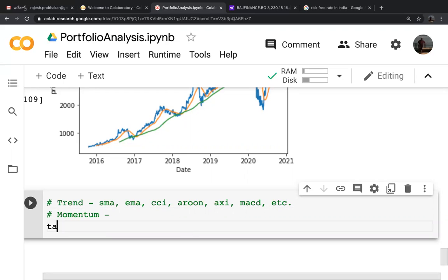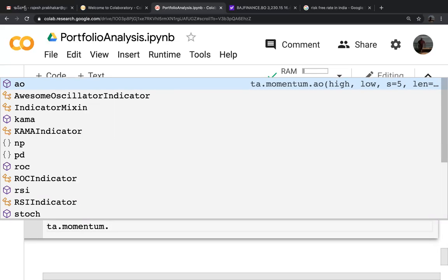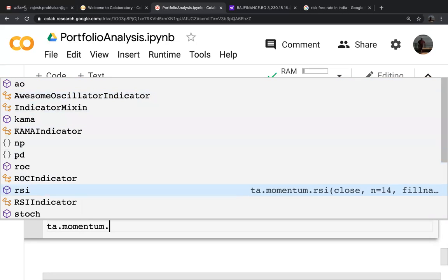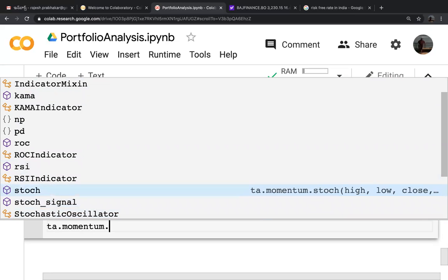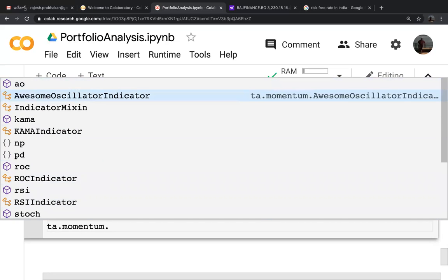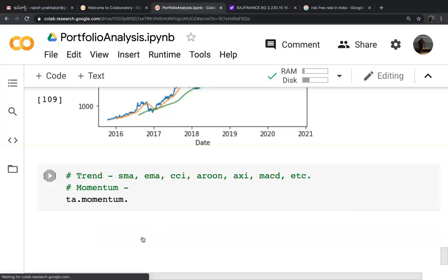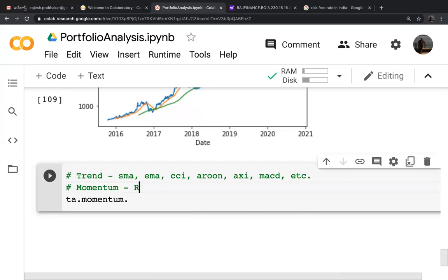For the momentum indicator, TA dot momentum dot and tab. See the momentum indicators. So we have oscillator, indicator, ROC, RSI. RSI has to be calculated, right? RSI is a momentum indicator. RSI, ROC, TSI, Williams indicator. These all come under momentum. So there will be many momentum indicators. Yesterday we calculated RSI, relative strength index, Williams percent R, then ROC. These are all momentum indicators.